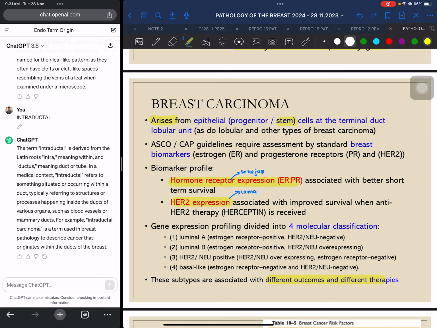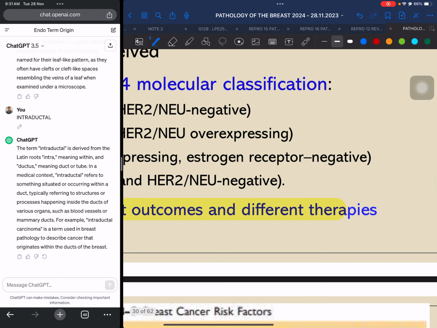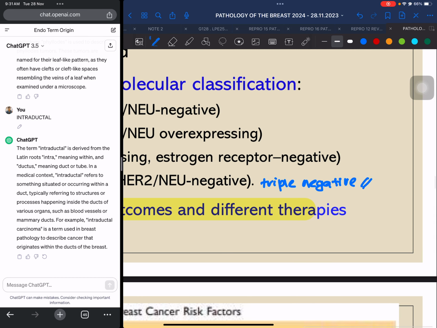Okay, for example, the basal-like ones are showing triple negative, meaning ER negative, PR negative, and HER2 negative. So they are not going to be able to respond to the treatment that is available, and usually this type will be much more aggressive. Okay, so why do we bother to classify? Because they have different outcomes and they will require different therapies.